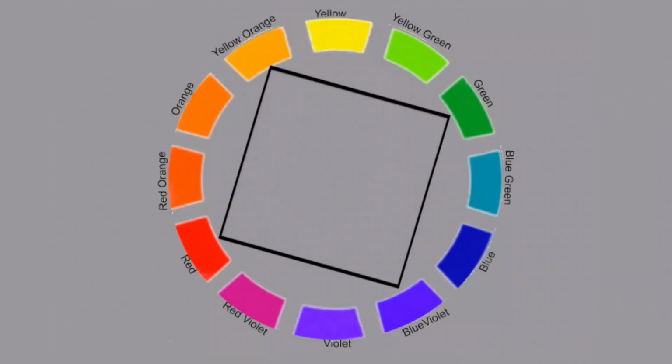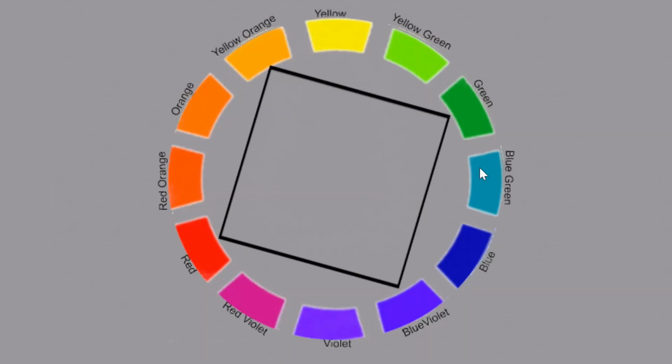Another kind we can use is what we call the equidistant double complement. That scheme is made up of two sets of complements equal distance apart on the color wheel. Can you see here the points? Where the points are touching, we have the set of complements of yellow, orange, and blue, violet, and we have the set of complements of green and red.